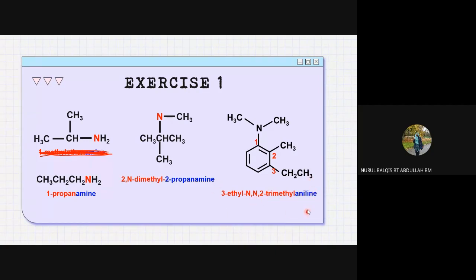Okay, can I ask about naming? Okay, yes, what do you want to ask? Miss, why is number 1 wrong? Because the longest carbon chain is 2, right? Okay, 2 is correct. But because this NH2 only has one carbon attached to it, it will follow the longest parent chain, because this NH2 can form positional isomers.